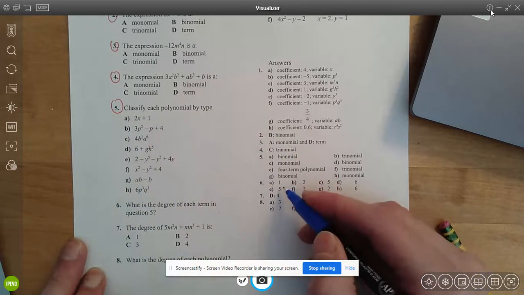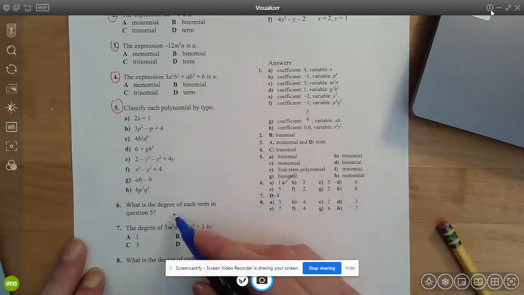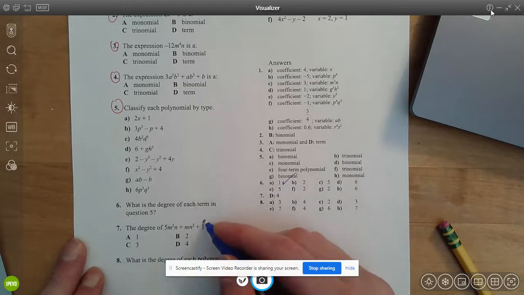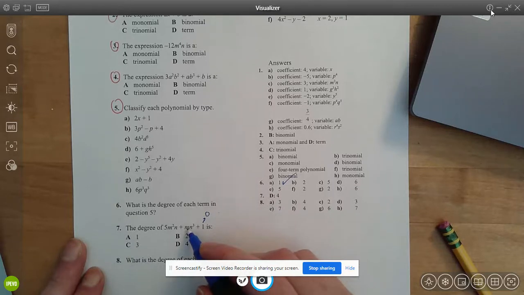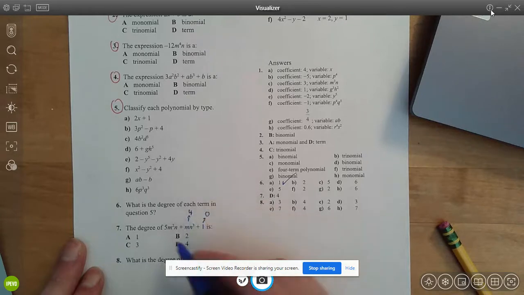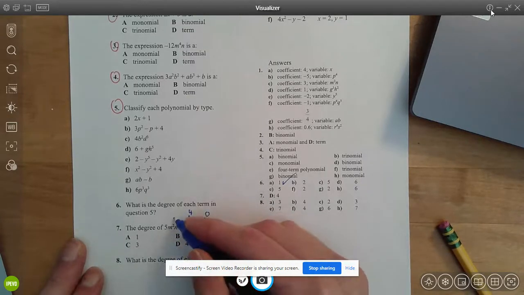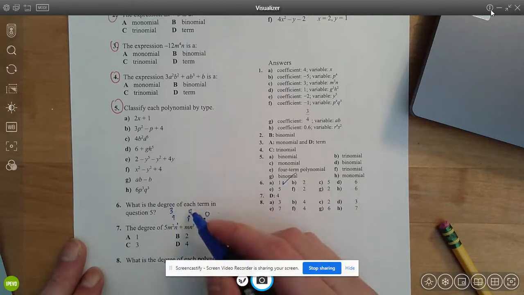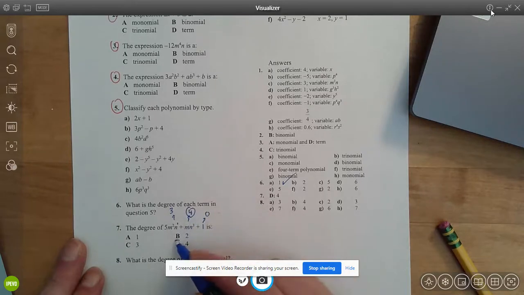So 5a, well, I guess now we're doing question 6. 6a should be 1. In question 7, again, I'm going to find the degree of each term. A constant is always degree 0. Then I'm going to add up the exponents. So I've got a 1 plus a 3, so that term is degree 4. And then our first term, 2 plus 1, is degree 3. So the entire polynomial takes the highest degree, so it must be D. This polynomial has a degree 4.